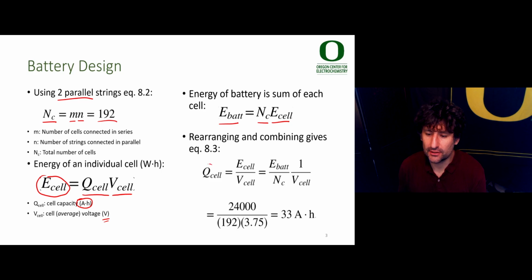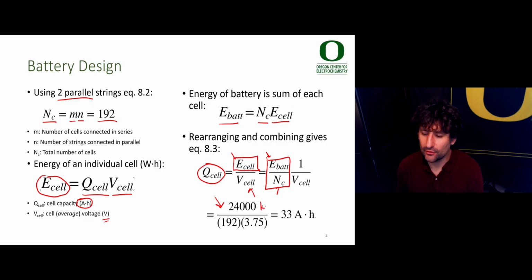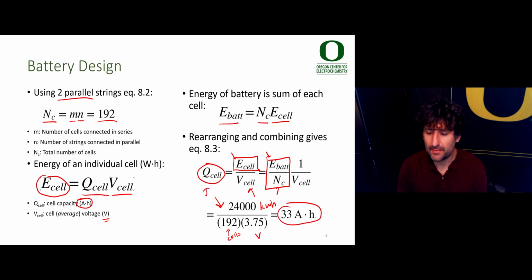We can rearrange and calculate the capacity of each cell. That's equal to the energy of the cell divided by the voltage of the cell, which is just equal to the energy of the battery divided by the number of cells in the battery. This part is equal to E cell divided by V cell. We can plug numbers in. So we said that we wanted a 2400 kilowatt hour battery. We had 192 cells total and 3.75 volts, and that gives us 33 amp hours. So that's the individual capacity of a cell for this battery pack.